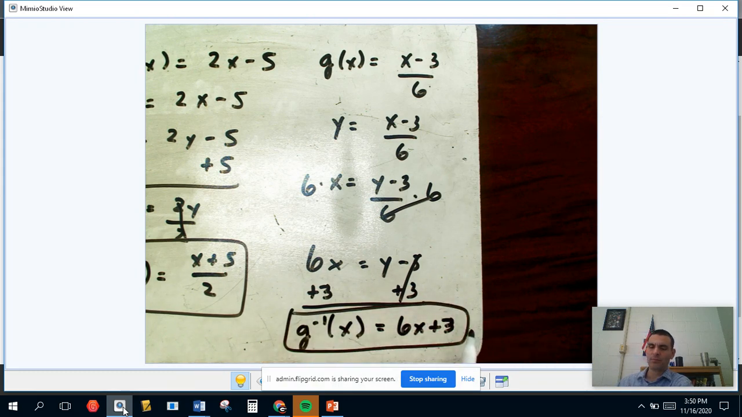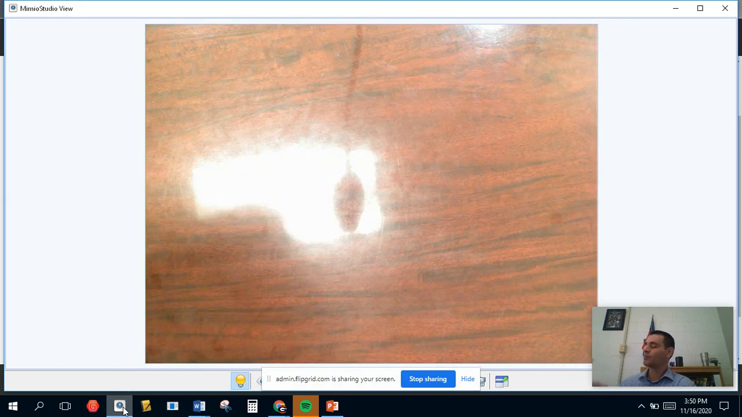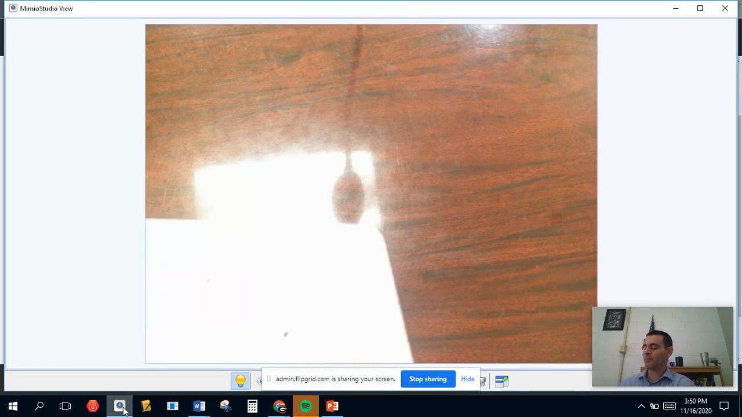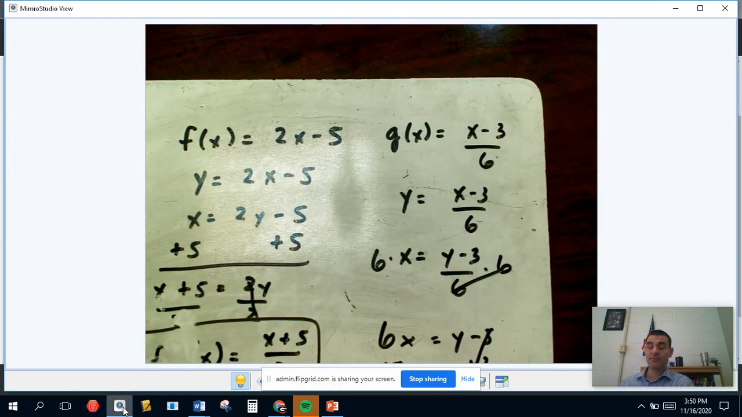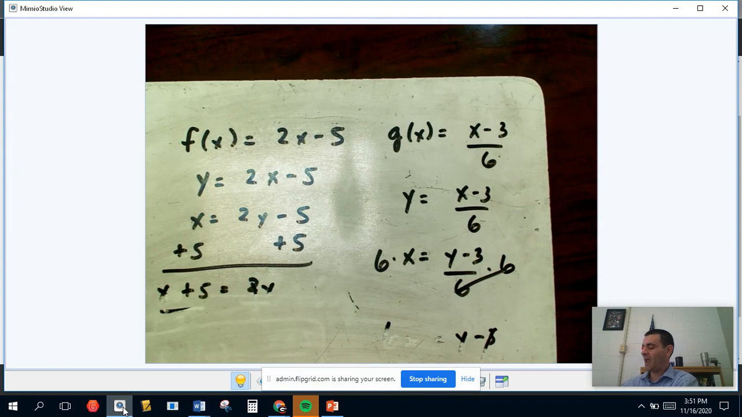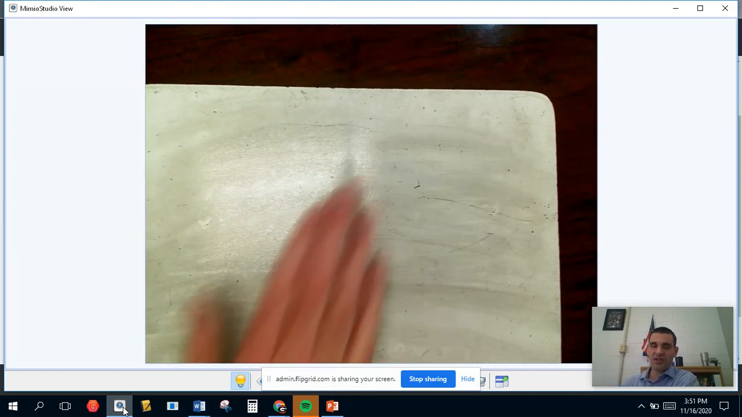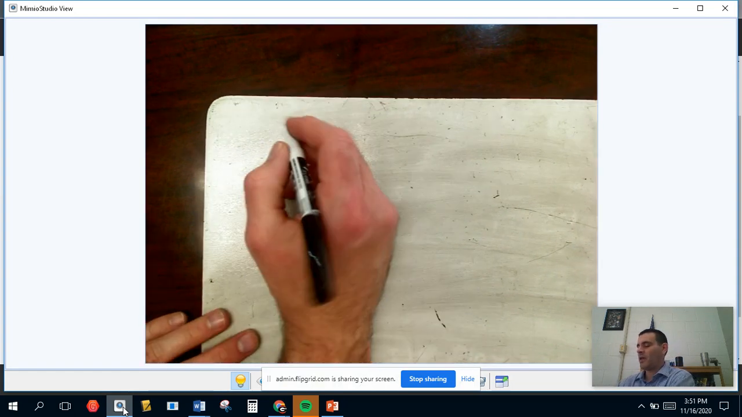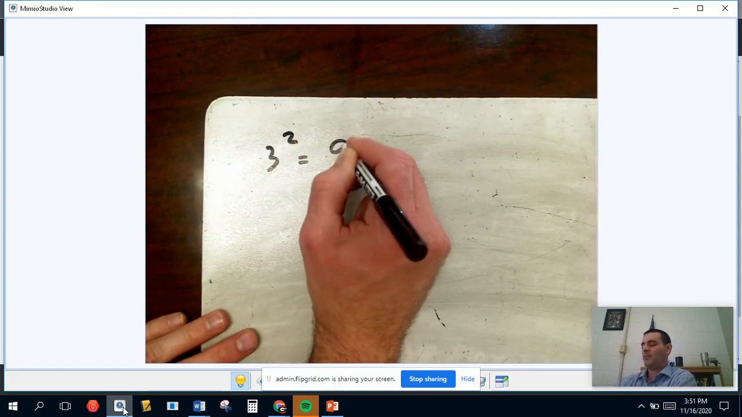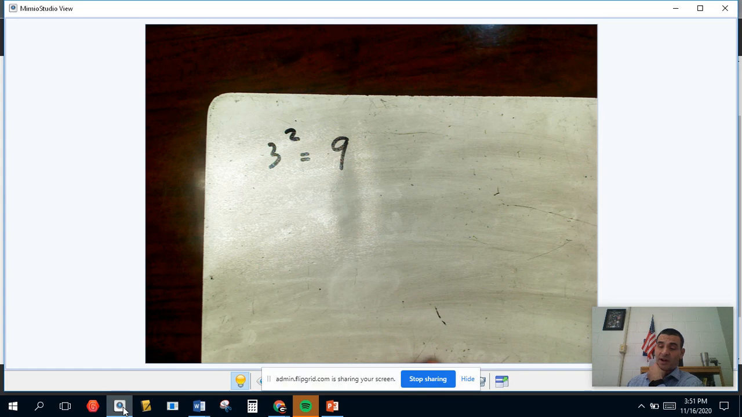While I'm at it, I'm going to go ahead and show you the switch that you do from an exponential function, or exponent form, to logarithmic form. It may not be of interest according to what you're studying, but we'll go ahead and do that. So we have a simple exponent statement such as 3 squared equals 9.